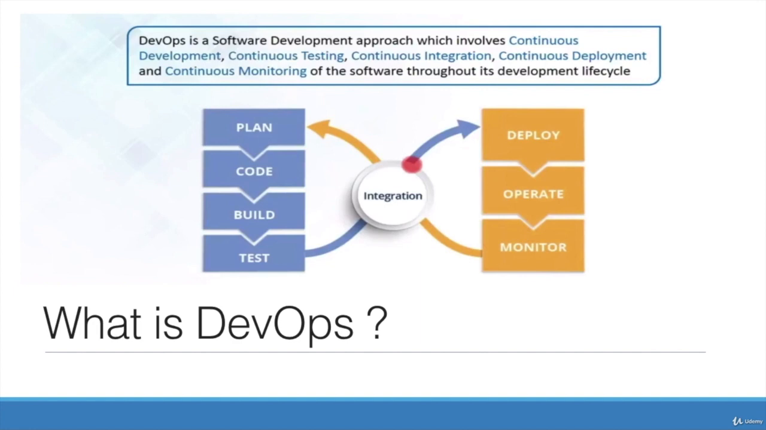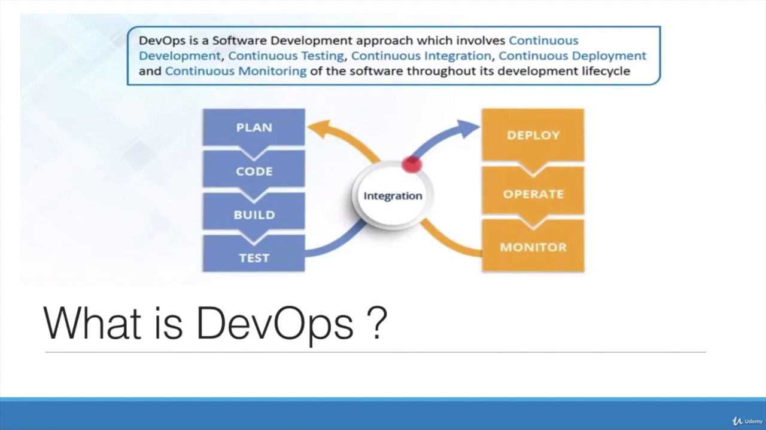As we have already discussed, DevOps is not a technology. DevOps is not any programming language. Basically, DevOps is a software development approach, like the waterfall model and the agile model. DevOps is also a software development approach which involves continuous development, continuous testing, continuous integration, continuous deployment, and continuous monitoring of software throughout its development lifecycle.